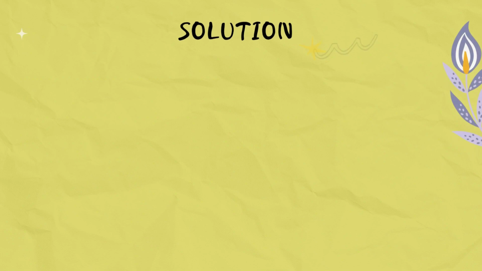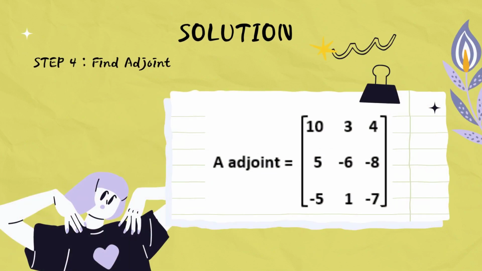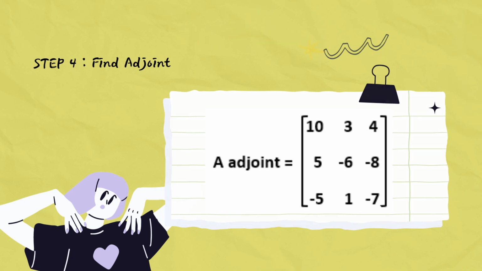Step 4, which is find adjoint. To find adjoint, you have to rotate the column that you already get from A minor. As you can see in the slide, A adjoint equal to 10, 3, and 4 for the first column, and the second column becomes 5, negative 6, negative 8, and the last one is negative 5, 1, and negative 7.